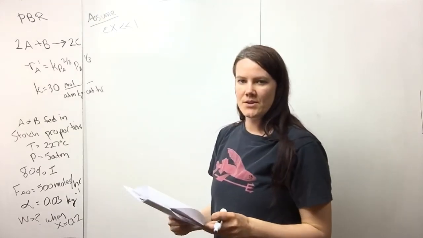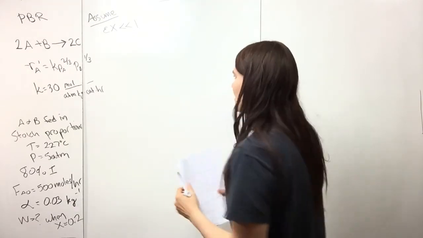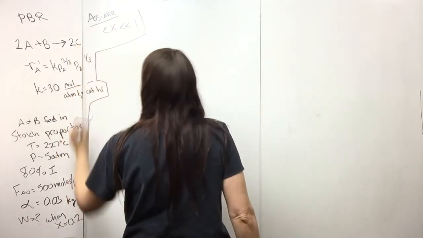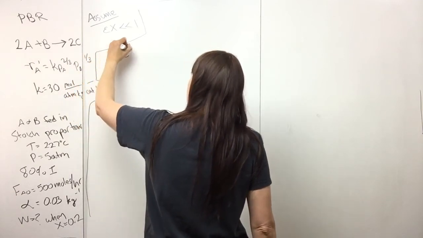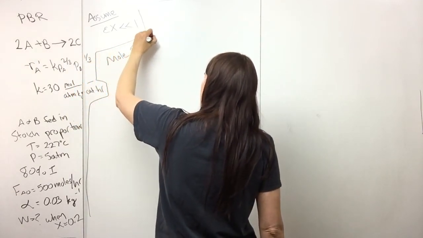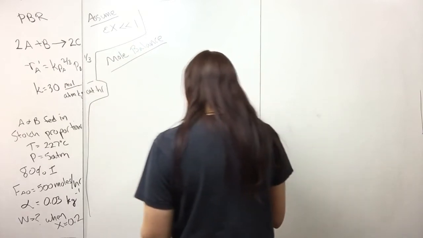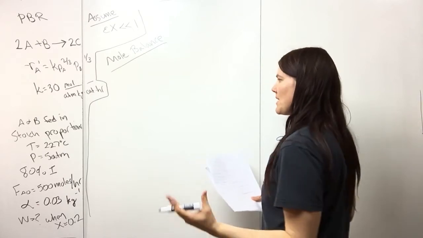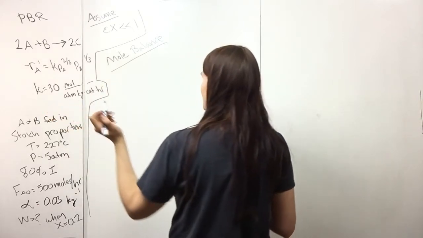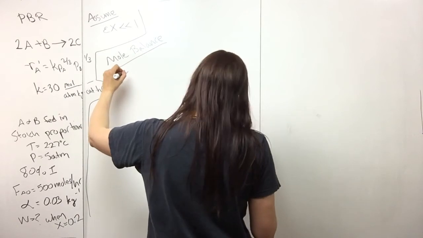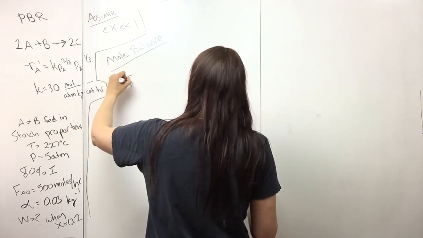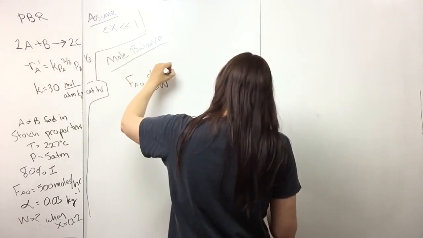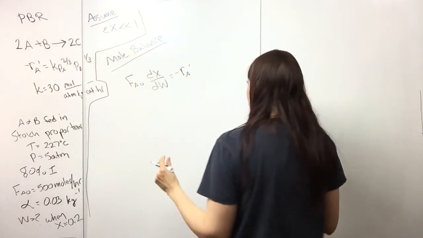So then we just start working through this problem like all the others. So first of all, we want to do a mole balance. And it's a PBR, and we have a pressure drop, so we need to write the differential form of the mole balance equation because we have a pressure drop. So FA naught dx dw is equal to minus RA prime.